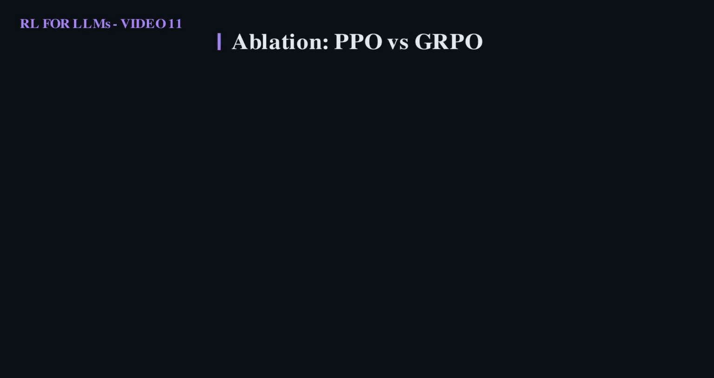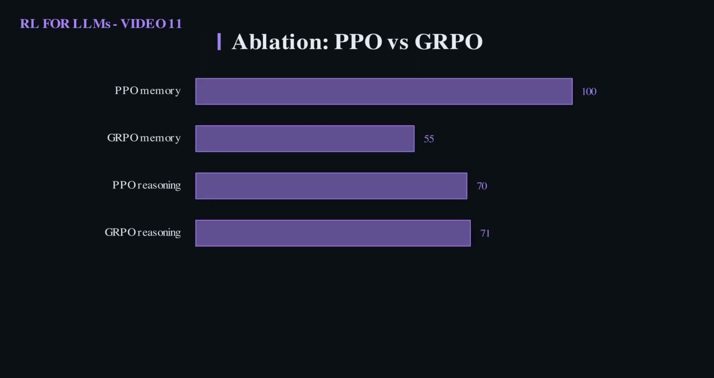And here is the trade, measured out. Look at the memory bars on the left. GRPO uses roughly half of what PPO needs, purely by dropping the critic. And look at the reasoning bars on the right. They are essentially tied, so you get PPO's quality at half the memory. When you are training a large reasoning model, that is the difference between possible and impossible.